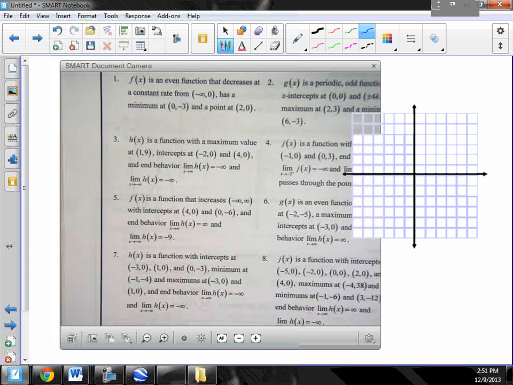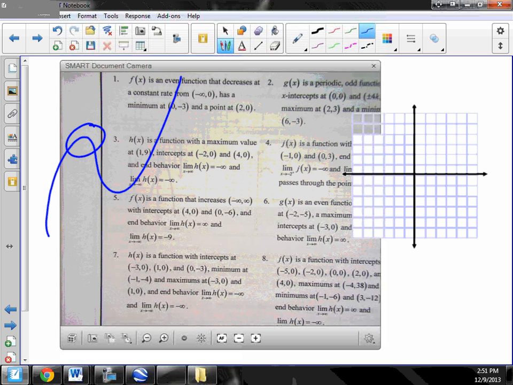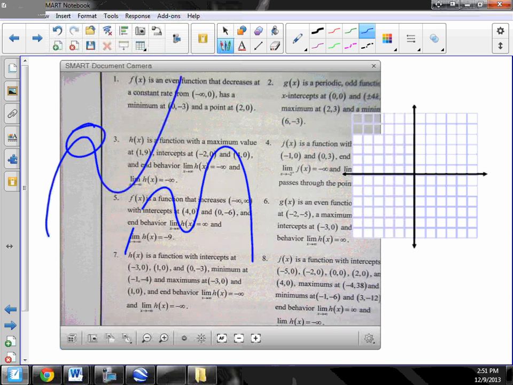H of x is a function with a maximum value of 1, 9. Now, they didn't tell us if it's absolute or if it's relative. So it could be not a true maximum. It's just a high point. Or, okay, this point, they didn't tell us. So I need to figure that out from the rest of this.